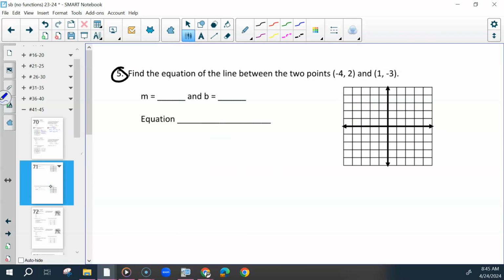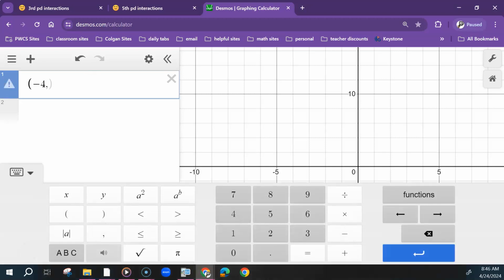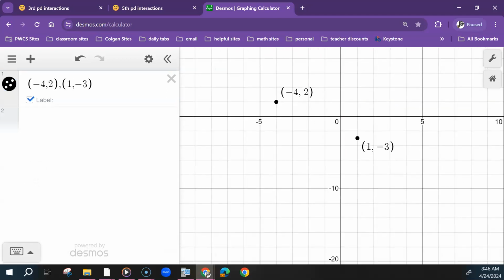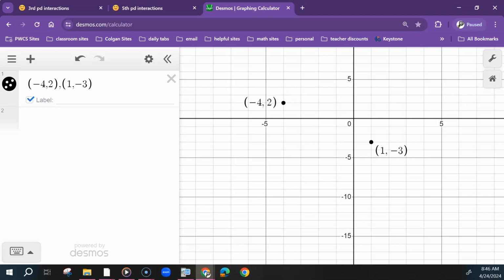So in number 5, you need to find the equation between these two points. I'm going to use Desmos for that. By putting in my two ordered pairs, finding the slope between these two points, so that would be down 5, left 5, so -1 was the slope.